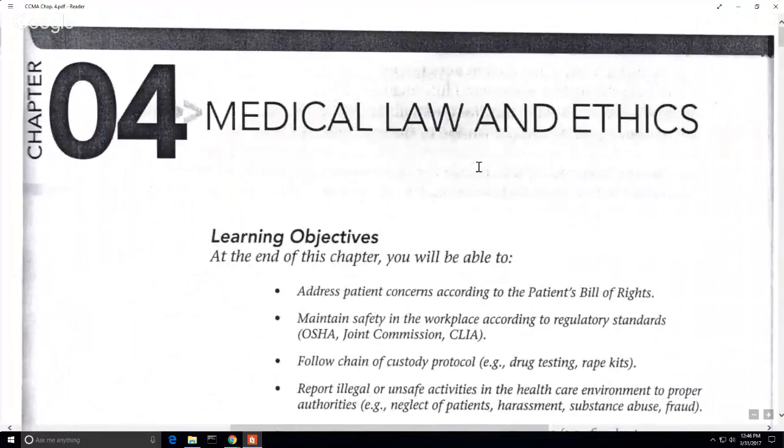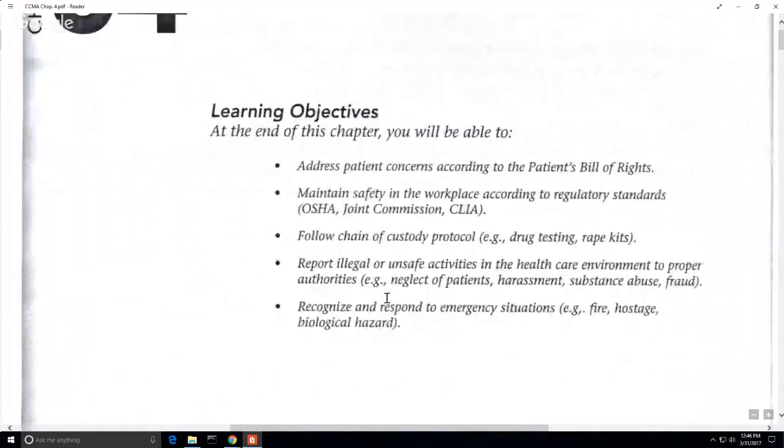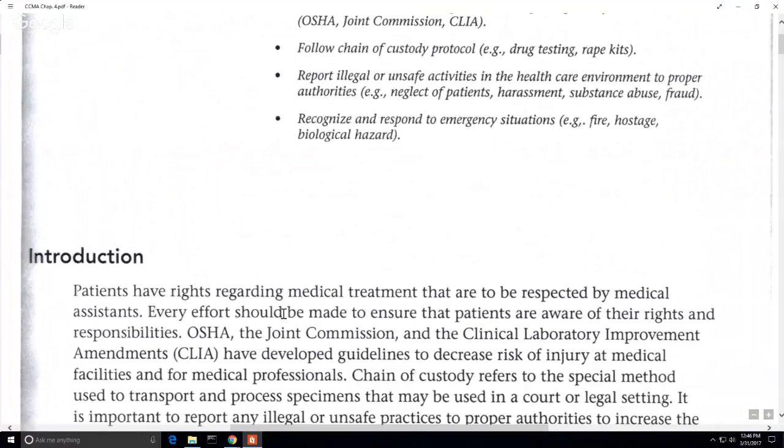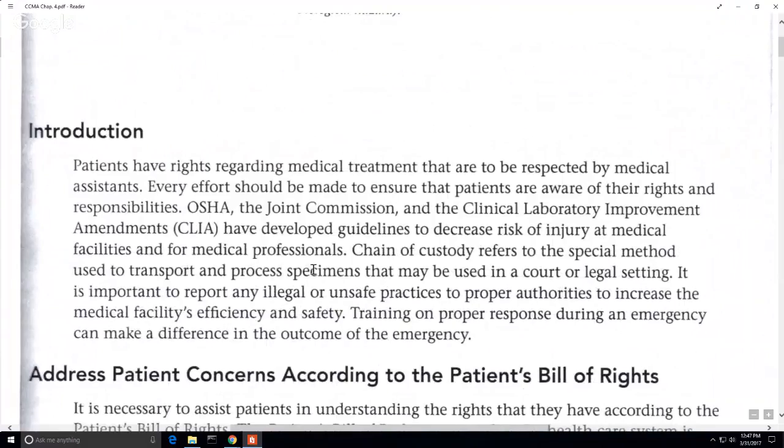Chapter 4 is medical law and ethics. So, introduction: patients have rights regarding medical treatment. They are to be respected by the medical system. Every effort should be made to ensure that the patients are aware of their rights and responsibilities. OSHA, the Joint Commission, and the Clinical Laboratory Improvement Amendments have developed guidelines to decrease the risk of injury at a medical facility and for medical professionals.